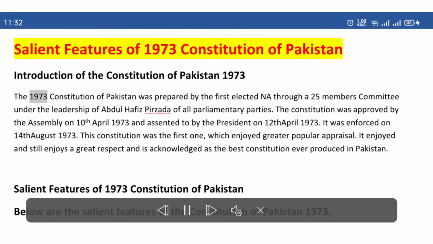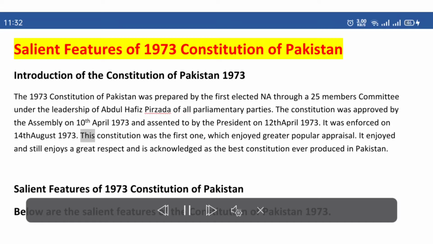The 1973 Constitution of Pakistan was prepared by the first elected National Assembly through a 25-member committee of all parliamentary parties under the leadership of Abdul Hafiz Pirzada. The Constitution was approved by the Assembly on 10 April 1973 and assented to by the President on 12 April 1973. It was enforced on 14 August 1973.